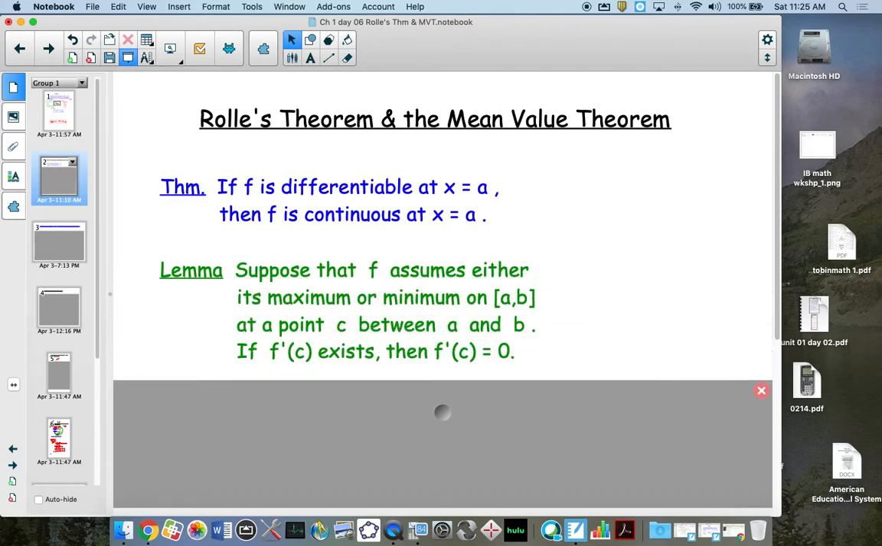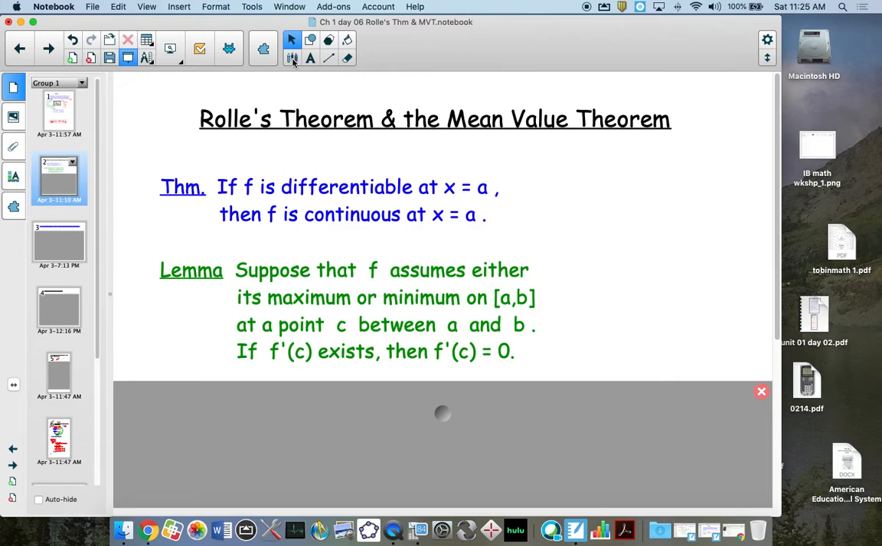Then we have a lemma, which is kind of like a theorem, not quite as strong. And it says, suppose that a function assumes either its maximum or its minimum on a closed interval AB, and we have some point C that's between A and B. If the derivative at C exists, then that has to be 0.